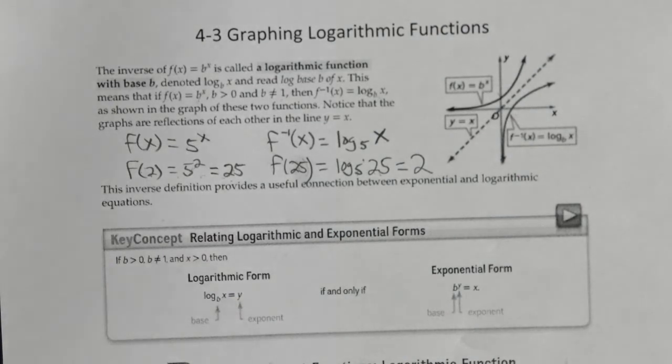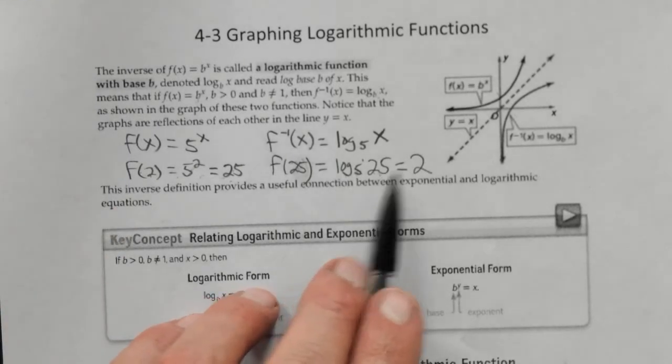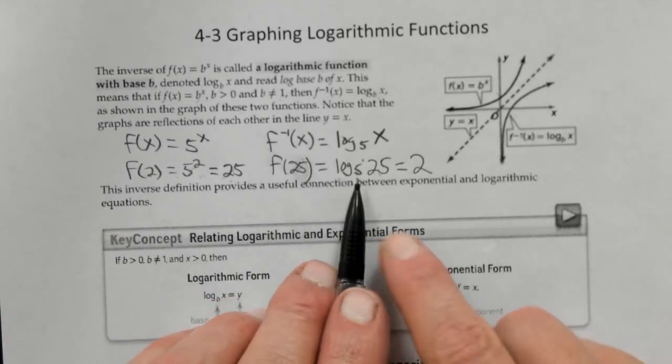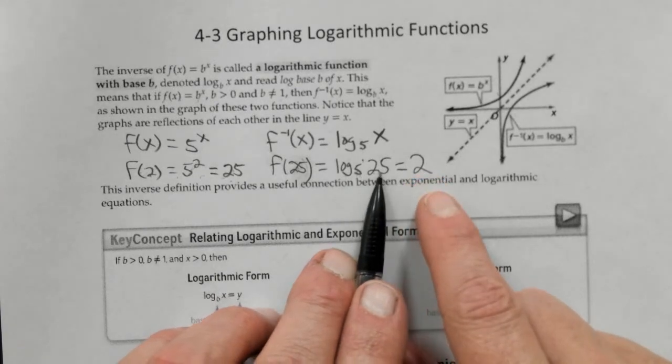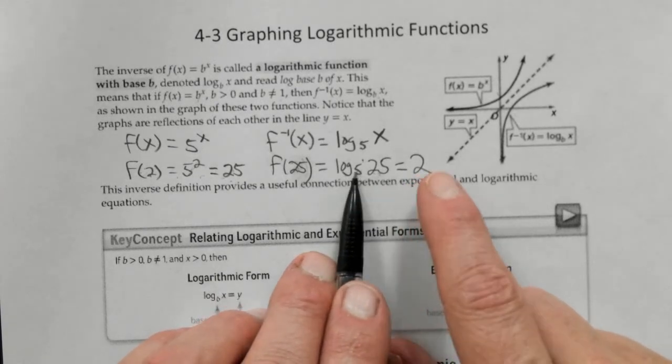So I know when you first see logarithmic functions and start looking at them, it looks strange, but just remember, this is the base, this is the power, and this number is what you get when you raise this base to this power.